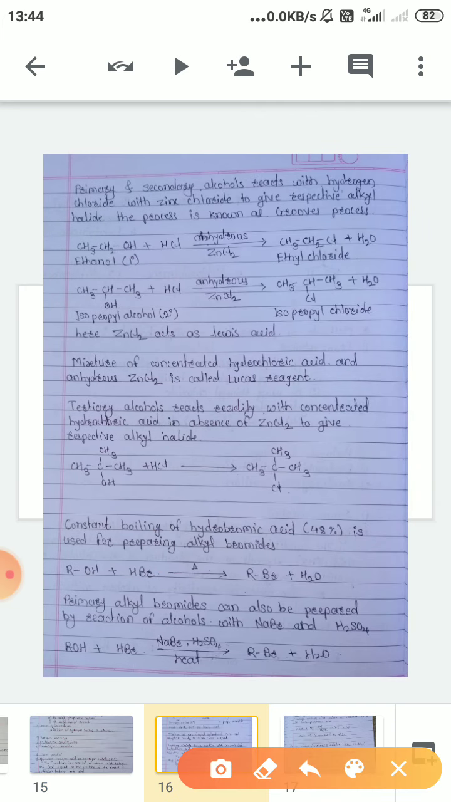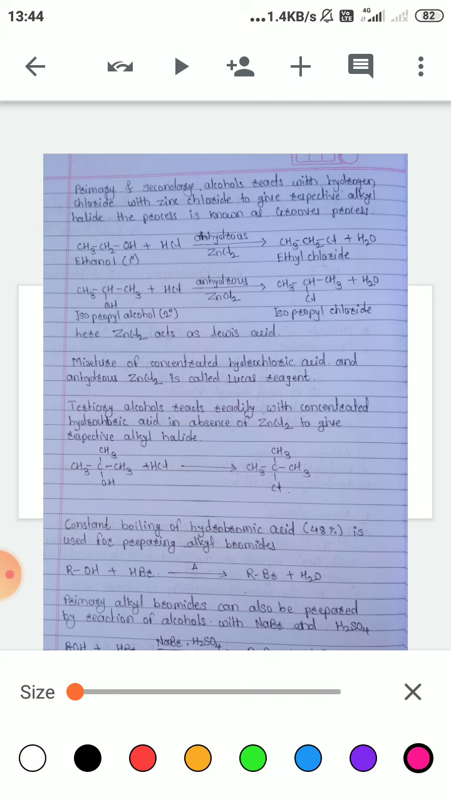And we have seen that primary and secondary alcohols react with hydrogen chloride in presence of anhydrous zinc chloride to give the respective alkyl halides, and this method of preparation of alkyl halides is called Groves method, or Groves process. The mixture of HCl and anhydrous zinc chloride is called Lucas reagent. Now this is only for the primary and secondary alcohols.